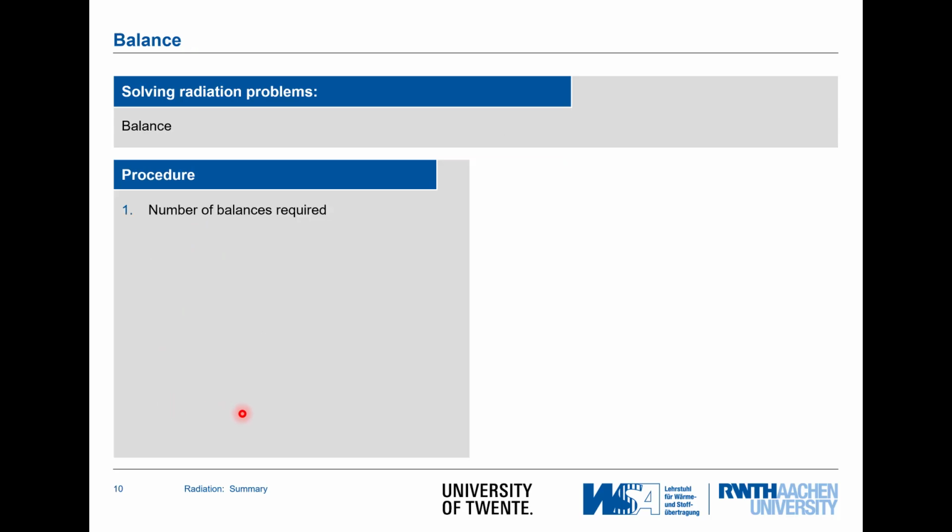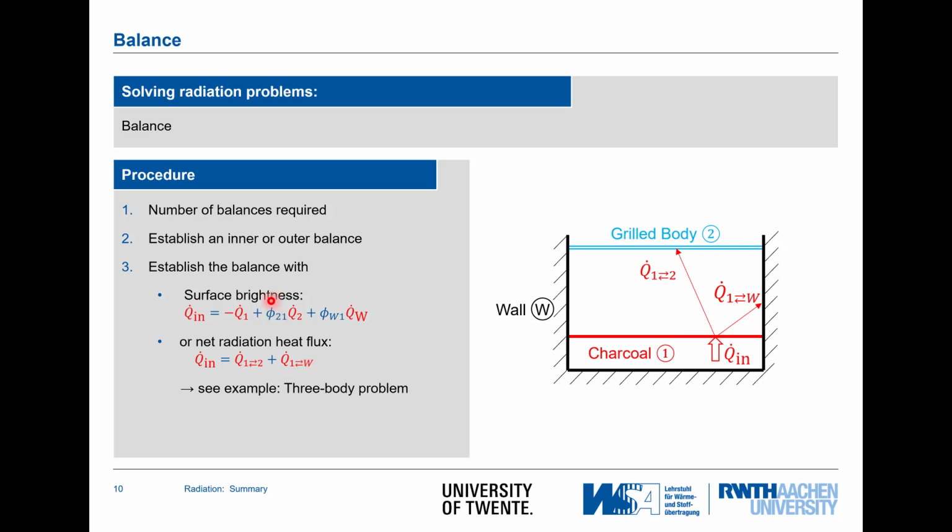For the balance, we need to first understand how many balances we need. Then we need to establish either an inner or an outer balance, and then we can write it down. I recommend you to use the surface brightness method. You can also do the net radiation flux, where the surface brightness will come as the second step. I did that one in the 3-body, or 3-object, problem. You can have a look there.